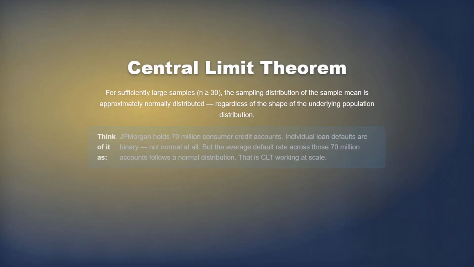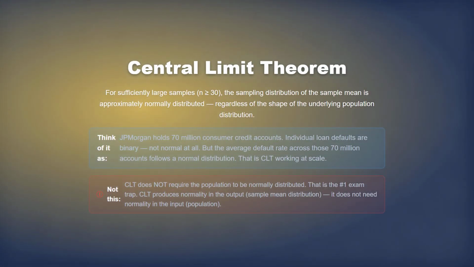The central limit theorem is the most important result in applied statistics. Here is what it says. No matter what the underlying population looks like, whether it is skewed, bimodal, uniform, or completely bizarre, if you take a large enough sample and compute the sample mean, that sample mean will follow an approximately normal distribution. The exam threshold is n greater than or equal to 30. This is not a coincidence. This is a mathematical guarantee.